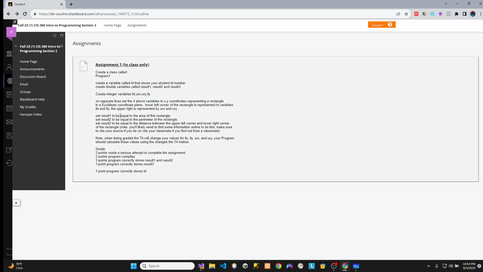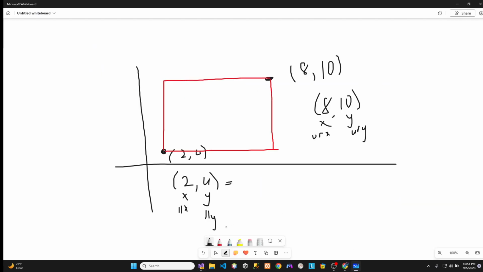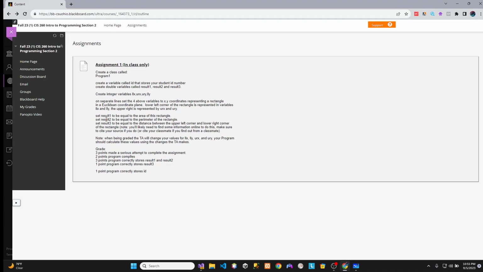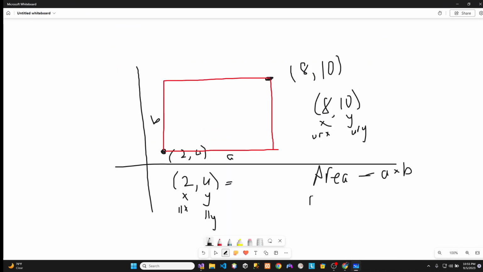And set the result 1 to be equal to the area of this rectangle. So the area formula is very easy and simple. Let's call this A, and this is B. So for the area, what we do is A times B. For result 2, we get the perimeter. So here it says 2 times (A plus B).